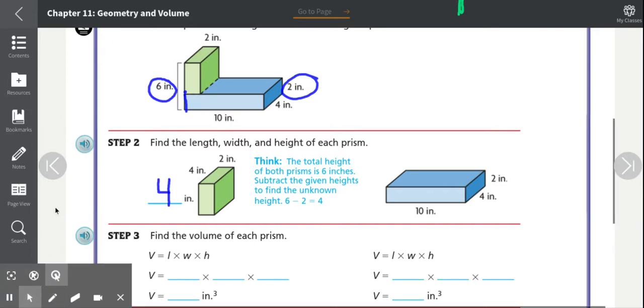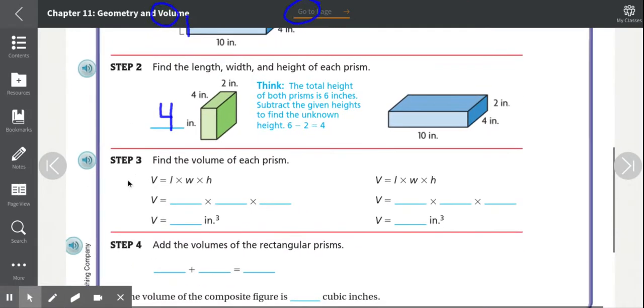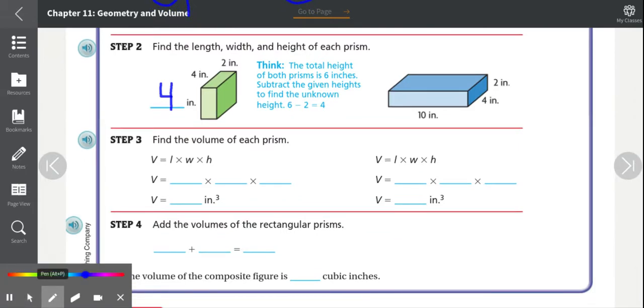Step 3 is to find the volume of each prism. So, if we're looking at the volume of the green rectangular prism, we're going to go length, which is 2, times width, which is 4, times height, which is 4. When we multiply these all together, we get 32 cubic inches.